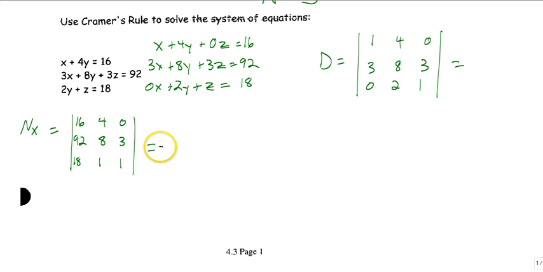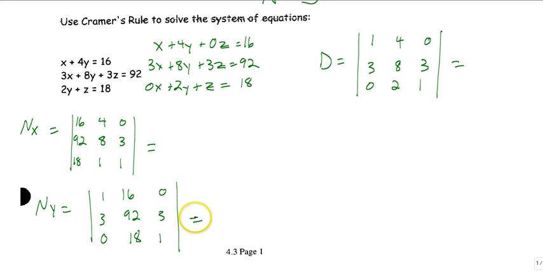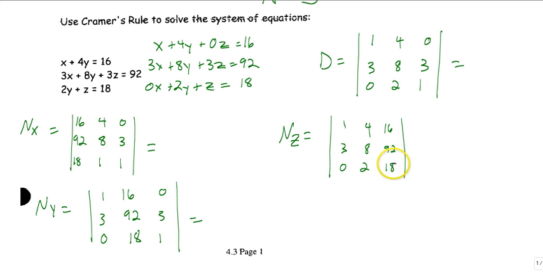So we're going to have to solve that. We're going to have to solve n sub y, which means that now the x's are back. Our y's are now these numbers. And finally, we have our z's are the same as what they are. And finally, we have n sub z, which again follows the same order. We have 130, 482, and now we have the 16, the 92, and the 18.